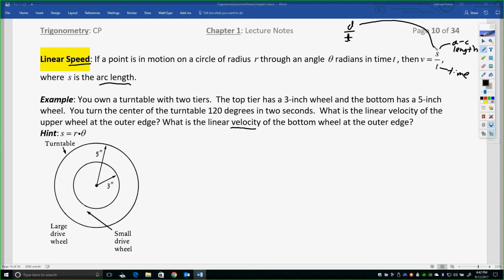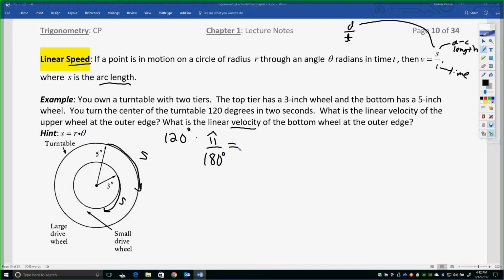Okay, so you have a turntable with a 3 and a 5-inch wheel here. And the outer one spins some distance, and the inner one spins some distance. Okay, we don't know what that distance is. They both spin 120 degrees. Again, the problem is we can't use degrees, so we have to multiply by pi over 180.